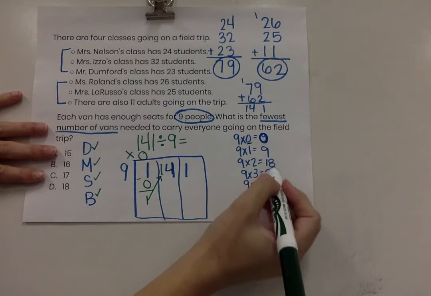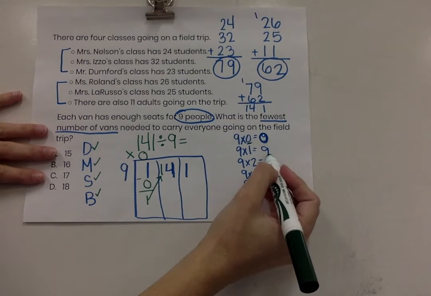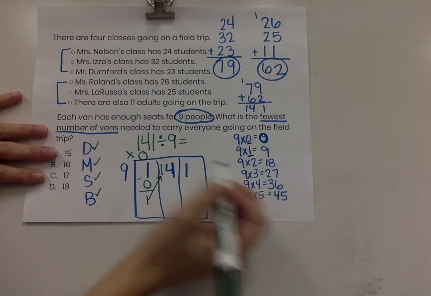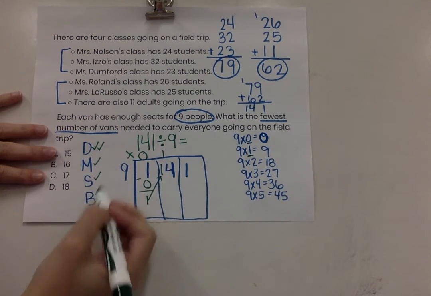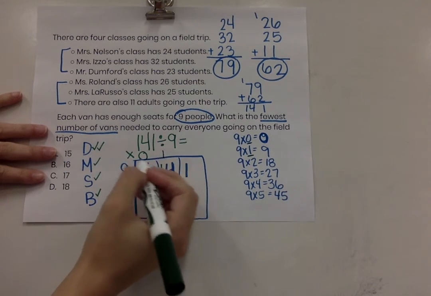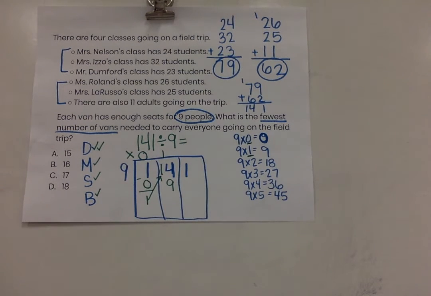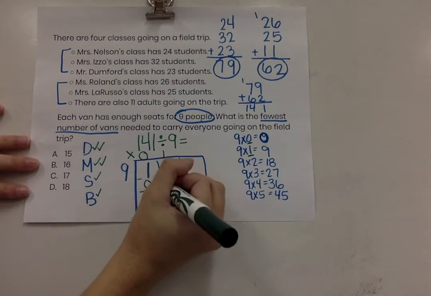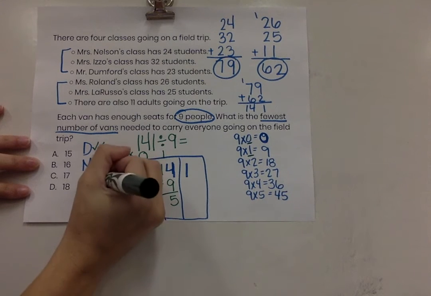I see 0, 9, 18. 18 is bigger than 14. I need to go back up 1 to 9. 9 can go into 14 one time without going over. Check. Now we need to multiply. 1 times 9 is 9. Check. Now we're going to subtract. 14 minus 9 gives us a difference of 5. Check.